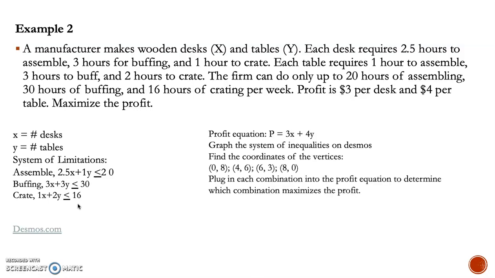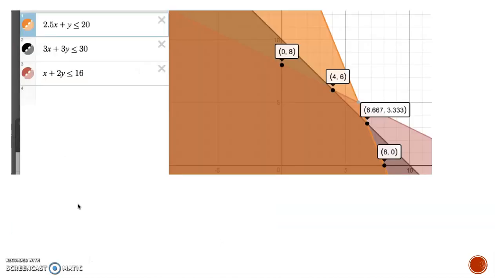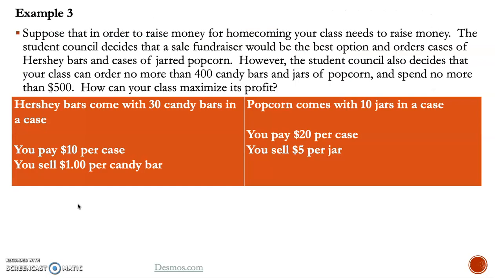So we'll plug each of these into our profit equation one at a time. And we can see with the first combination, we would get a profit of $32, with the second, 36, with the third, 30, and with the fourth, 24. So to maximize profits, this firm needs to produce 4 desks and 6 tables per week. And this would be what your captured Desmos graph would look like. All right, let's look at example 3.